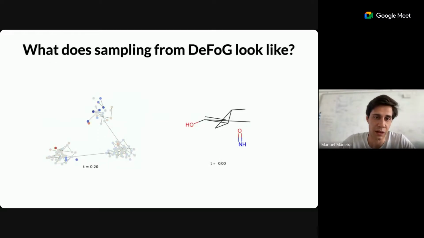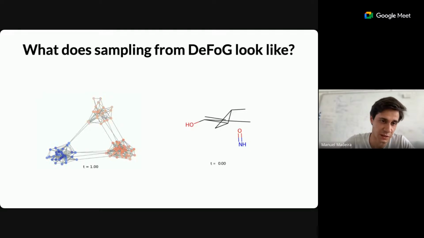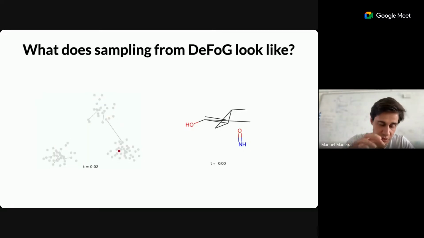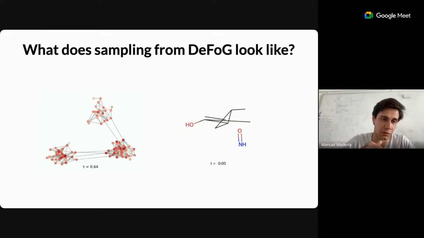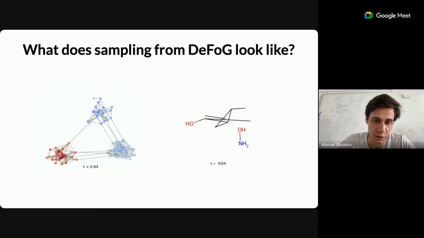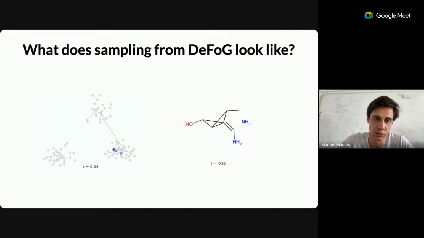So what does this sampling method actually look like in reality? I'm now showing you a GIF of sampling for a community-based dataset, SBM. The main idea is that you'll see the communities progressively being formed with much less connections across communities. And then also for the case of a molecular graph, we will see that progressively DeFog learns how to generate a molecule that looks realistic.